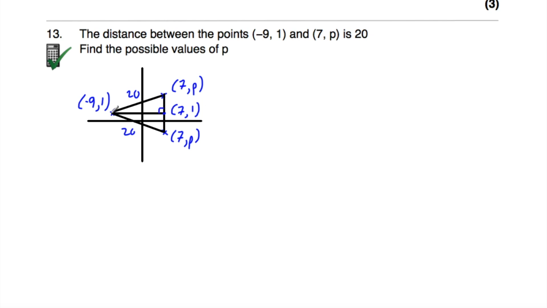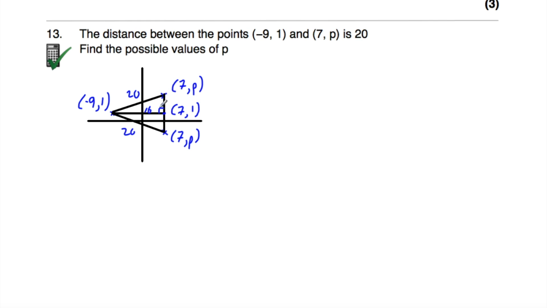And one other thing to note was, if that's -9, 1, and if that's 7, 1, the distance between that point and that point would be 16, so the length of that line there is 16. So we've got a right angle triangle here, and there's also a right angle triangle down here. They're identical. The hypotenuse of this right angle triangle is 20, the length of one of the shorter sides is 16, and we can use Pythagoras' theorem to work out the length of this bit here of the triangle. And then if we can work out the length of this, then we know how much to go up from 7, 1. And likewise, because this triangle is identical, we'll know how much to go down from 7, 1 to find the two possible values of p.